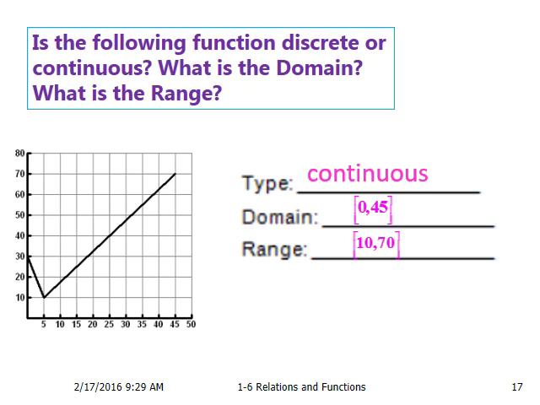From the x-axis, we can see the values are from 0 to 45. So domain is an interval from 0 to 45. From the graph, the values of y are from 10 to 70. So the range will be an interval from 10 to 70.